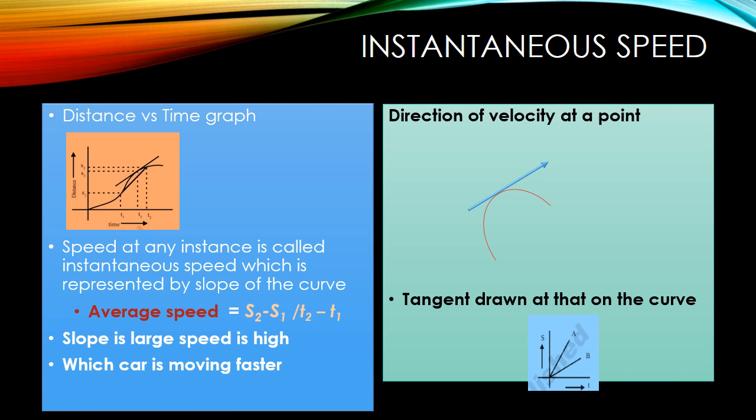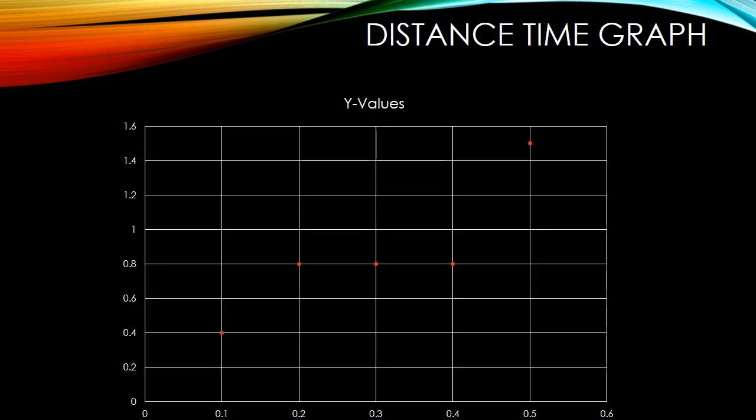Already you have observed this graph, isn't it? So A is traveling with a greater speed and B is traveling with a less speed. We will take one more example of the time distance graphs.